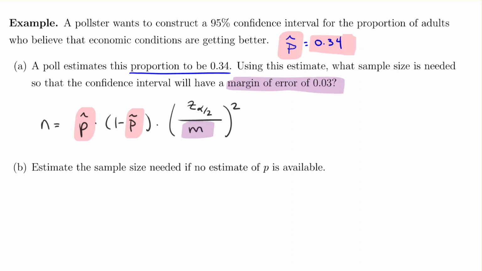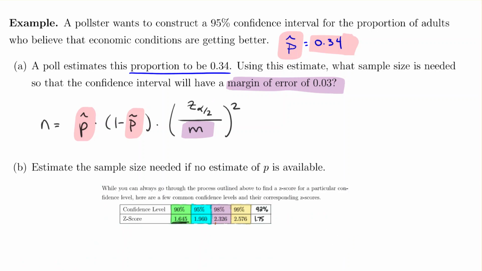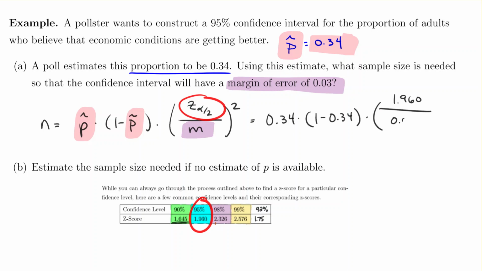So the only thing left to use this formula is my critical value. Well, a 95% confidence interval is a very well-known level. So looking back at our chart, you can see the critical value is 1.960. So 0.34 times 1 minus 0.34, times 1.960 divided by the margin of error 0.03, square that, okay? You get about 957.839 when you type this into the calculator.